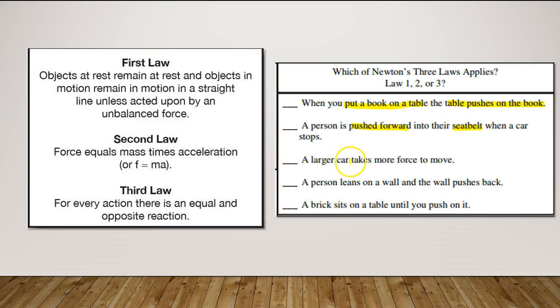A larger car takes more force to move. So you need to consider second law. Okay, second law, more force for acceleration. A person leans on the wall and the wall pushes back. So here's the first action. The person leans on the wall and the wall pushes back. So you have two forces. That would be third law.